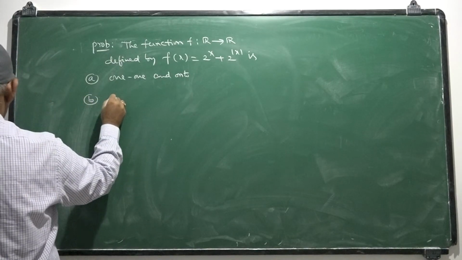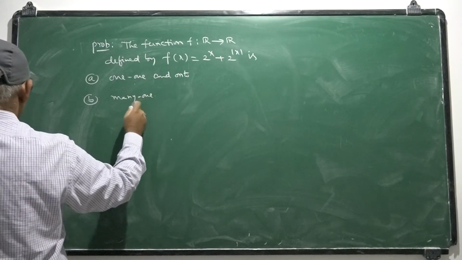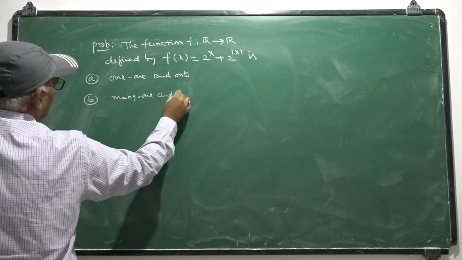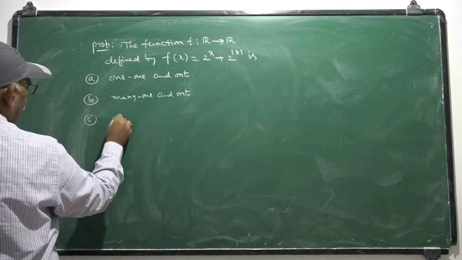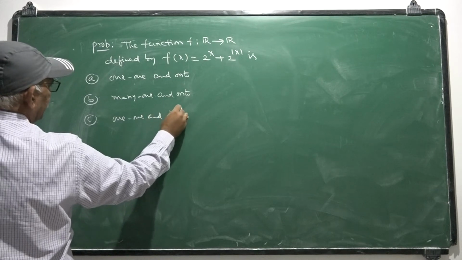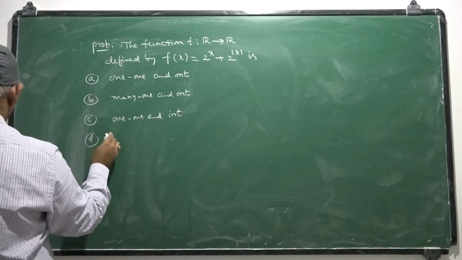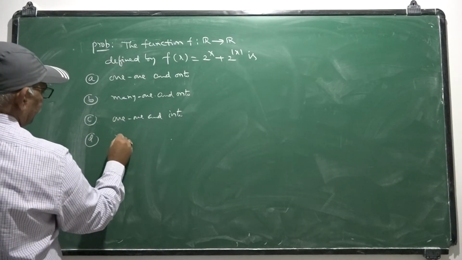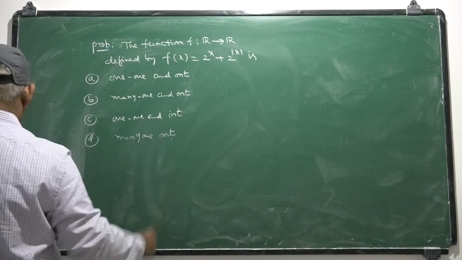The options are: A, one-one and onto; B, many-one, that means not one-one, and onto; C, one-one and into function, that means not onto; D, many-one onto function.